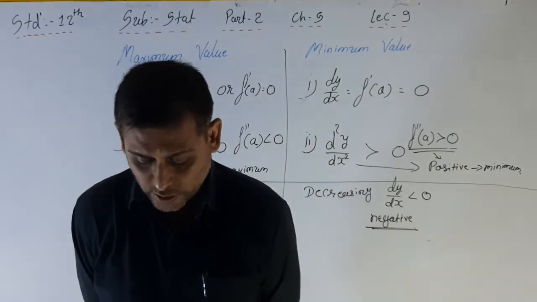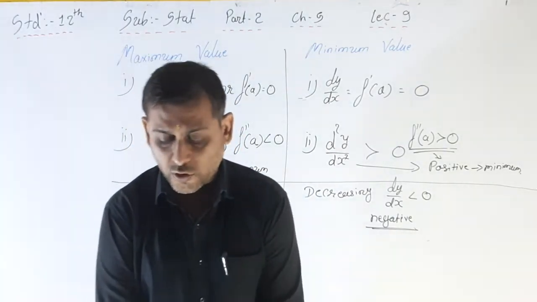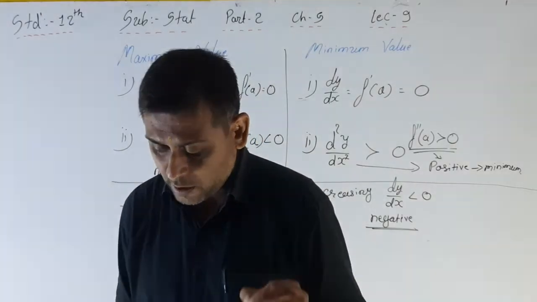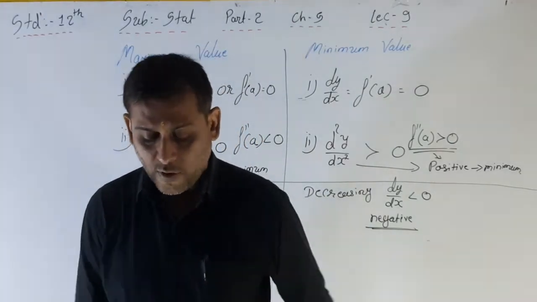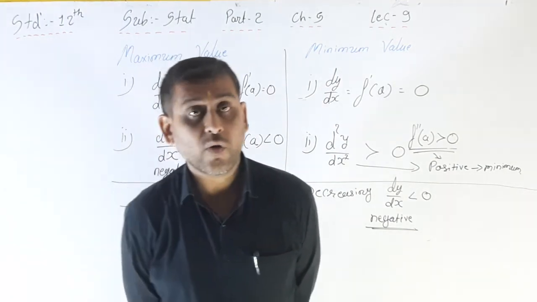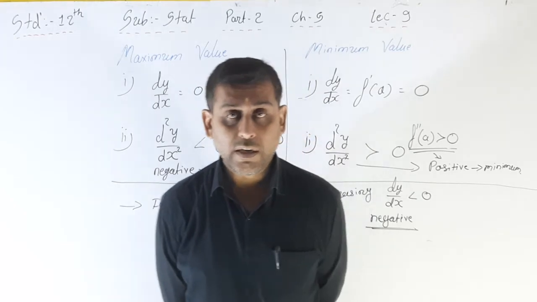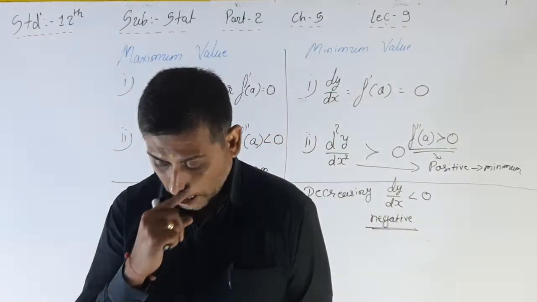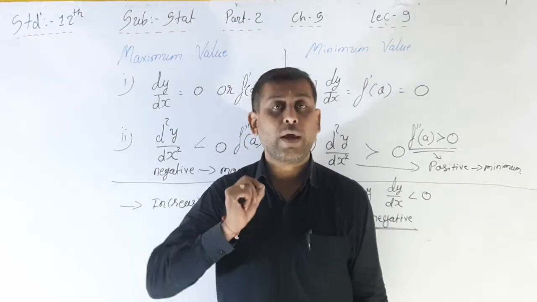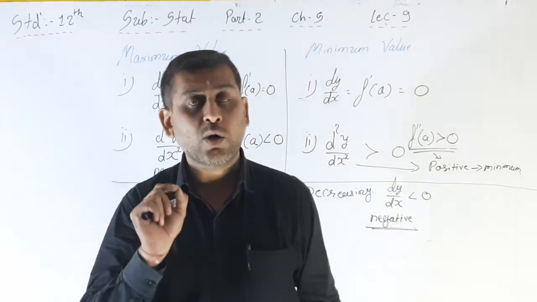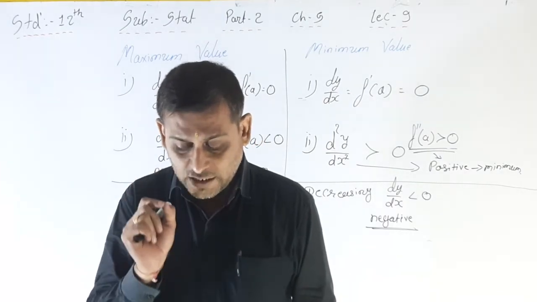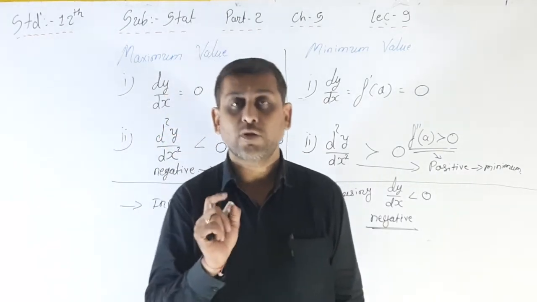The maximum and minimum values of a function are known as stationary maximum and stationary minimum values of a function. See here, the word stationary is an extraordinary word for this. Here the maximum and minimum values of a function are known as, write down those two words, stationary minimum and stationary maximum values of a function.